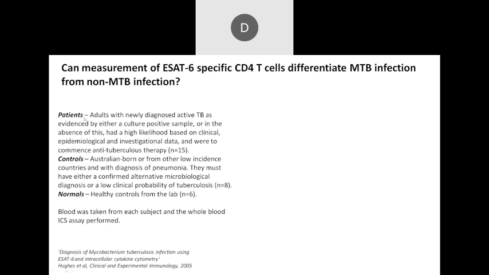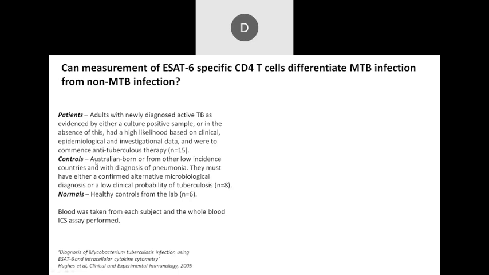We looked at adults with newly diagnosed active TB as evidenced by culture positive, or in the absence of that, high likelihood based on clinical, epidemiological and investigational data, and that they were going to get anti-TB therapy. So there was 15 in that group.